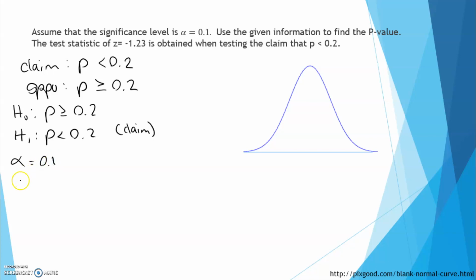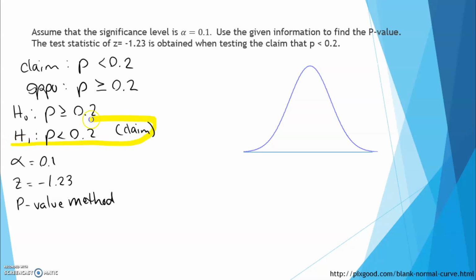Calculate the test statistic. Well, they already did that for us: negative 1.23. And then step 6 is use the p-value method or the traditional method. They're asking us to find the p-value, so we're going to use the p-value method. Now I need to figure out if I have a left tail, right tail, or a two-tail test. So I need to look at what H sub 1 is, which is a less than, so it's going to be a left-tailed test.